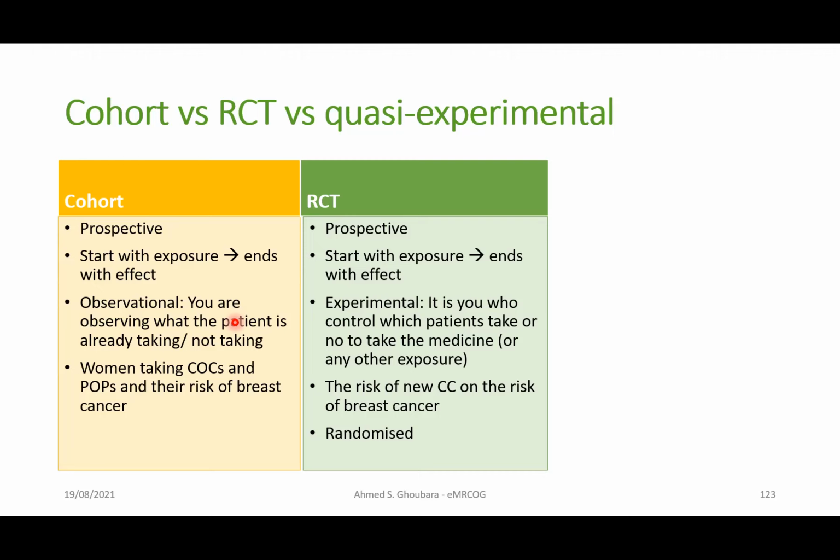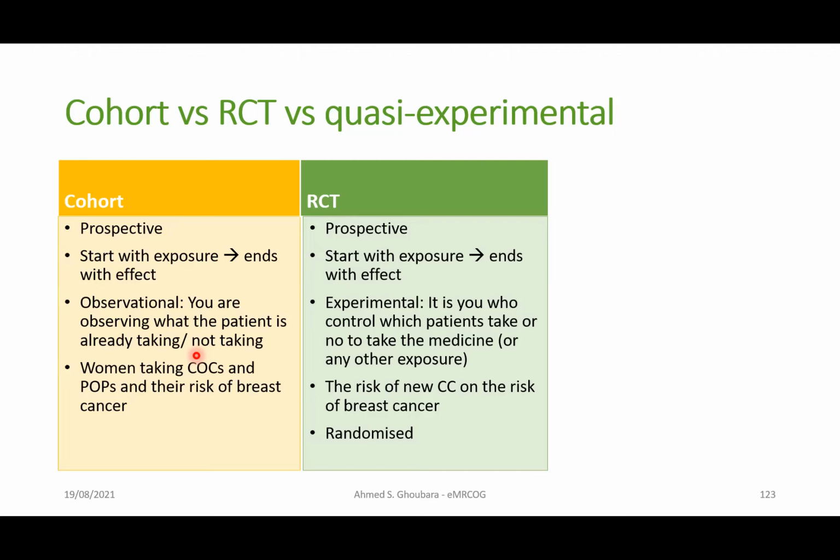An example for that. So women taking COCs and POBs and the risk of breast cancer. So it's not you who told the patient to take COCs or POBs, okay? You're interested in which one will increase the risk of the patient getting breast cancer, COCs or POBs. So you go to your hospital or your regional register, and please give me a list of the patients who are taking COCs, a list of the patients who are taking POBs, okay?